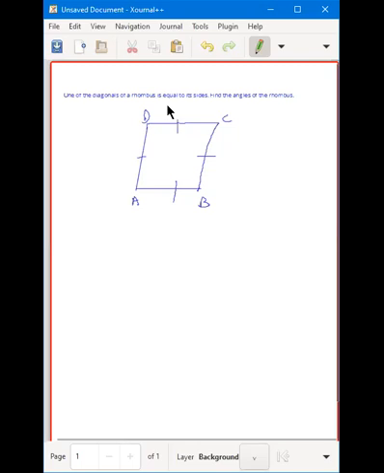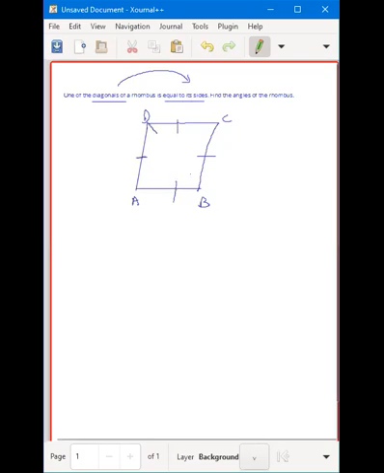Why I said that? Because if you read the question, we are given that one of the diagonals of a rhombus is equal to its sides. So we have to find a relationship between the diagonal and the side, isn't it? So we know that in a rhombus, the sides are equal. Is this clear, everyone? Rishima, Aryan, Sarah?